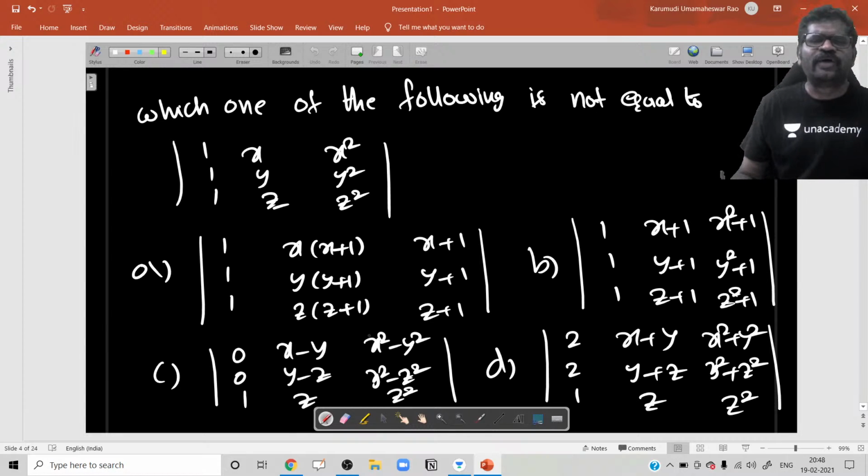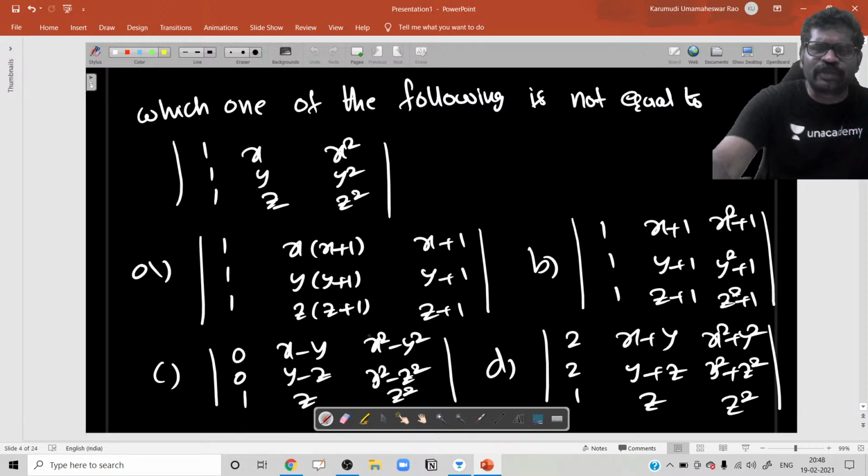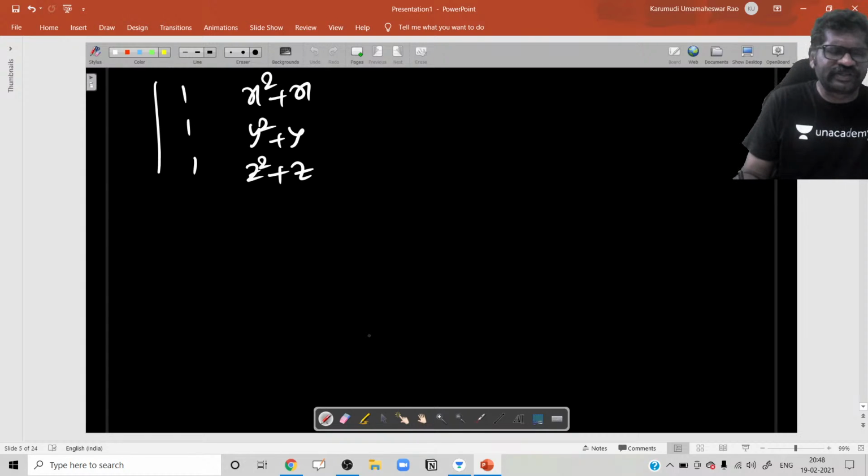Now we have to find which of the following determinants is not equal to the given determinant. Now I am taking the first option: 1 1 1, x of x plus 1 means x square plus x, y square plus y, z square plus z, x plus 1, y plus 1, z plus 1. Now continuation.